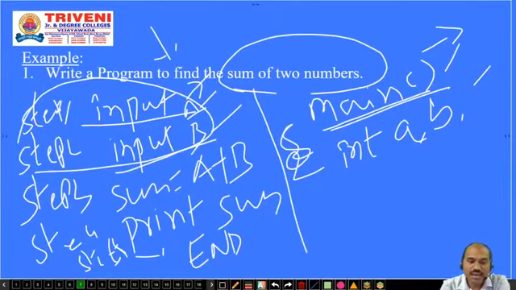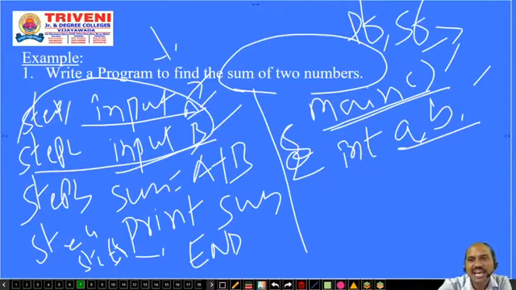At the same time, you have to write instructions for A and B. For reading the values, we use two types of statements. The first one is the printf statement and the second one is the scanf statement. These are the two statements. The first one is the printf statement, which is for writing the output.